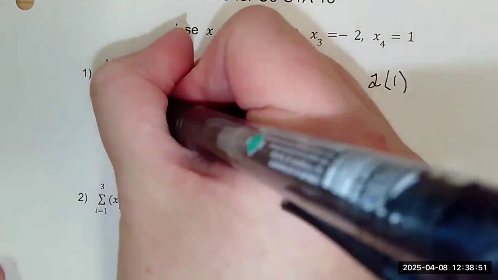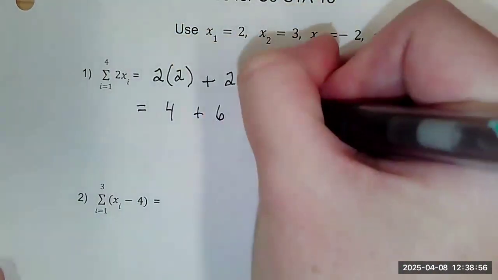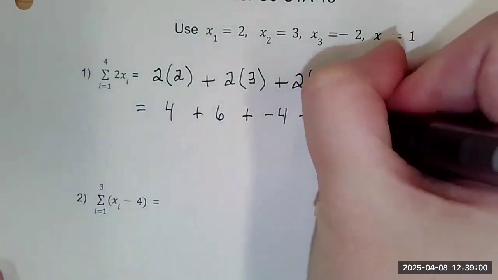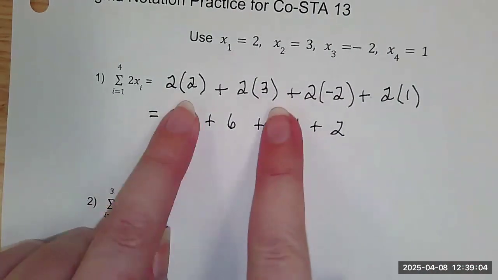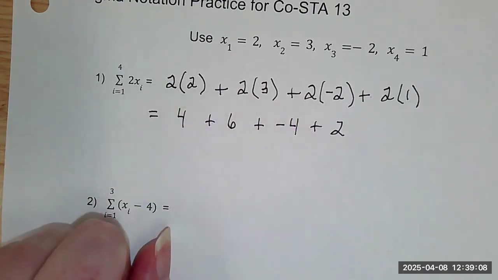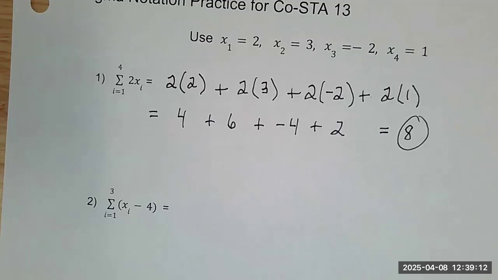So 2 times 2 is 4 here. 2 times 3 is 6. 2 times -2 is -4. And 2 times 1 is 2. This 4 and this -4 are going to cancel out, so those are gone. So I have 6 plus 2 more. And you're done.